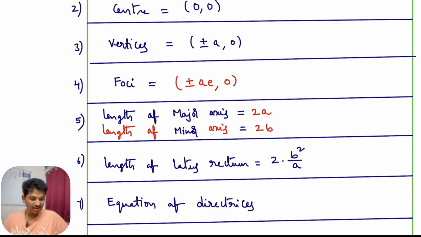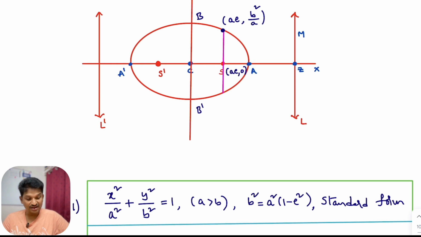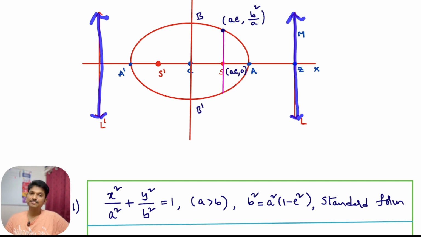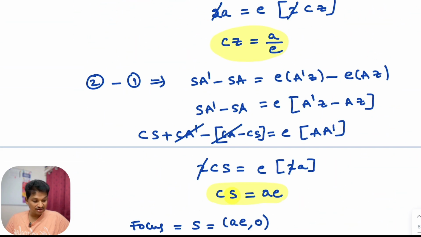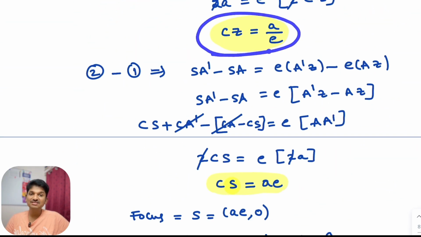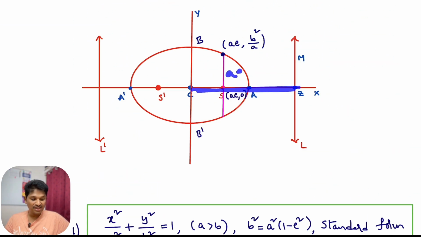Next one is the equation of directrices. See, this is a directrix. This is a directrix. Here, as the ellipse is symmetrical about the coordinate axes, we will get two directrices, so we call them directrices. As you know, while deriving this, we got CZ. Look here, CZ. CZ is a by e.